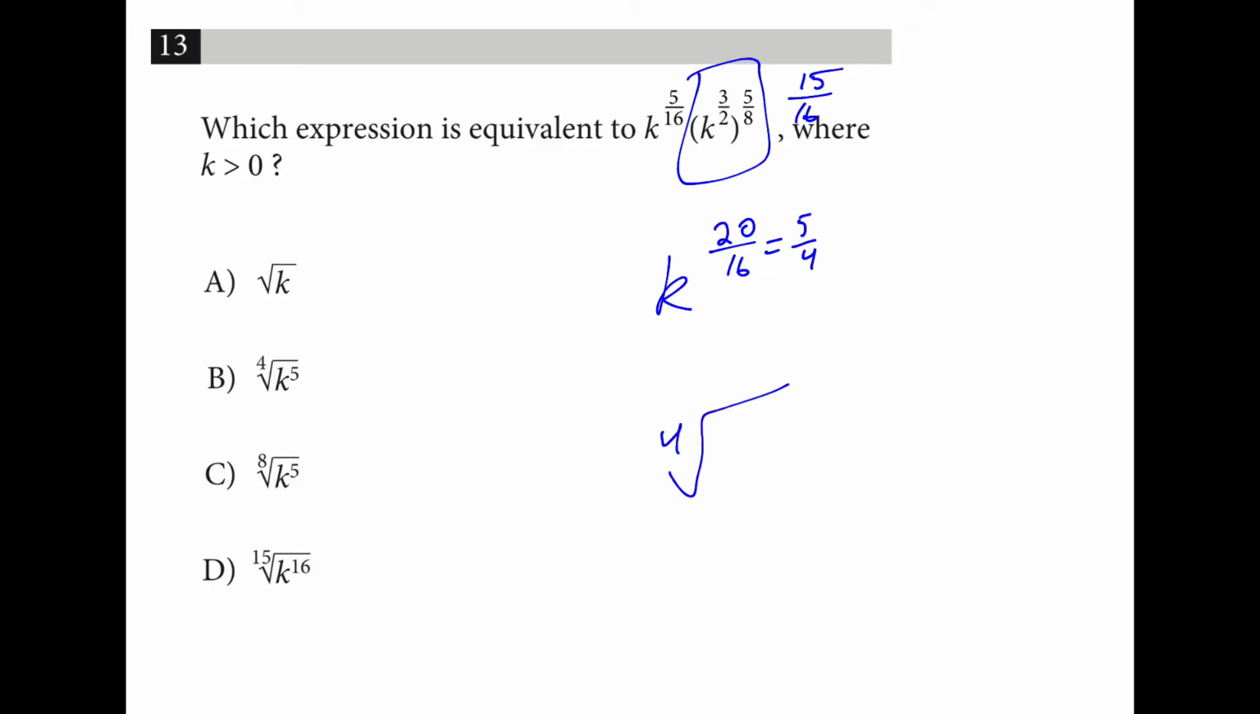The root is on bottom. The power goes down from the numerator, so I'm looking at b.